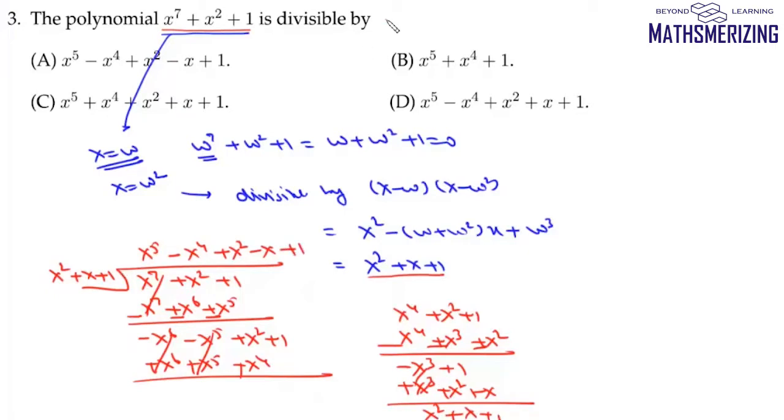So this polynomial can be expressed as x square plus x plus 1 into x to the power 5 minus x to the power 4 plus x square minus x plus 1. So this polynomial will be divisible by x to the power 5 minus x to the power 4 plus x square minus x plus 1, and that's your option A.